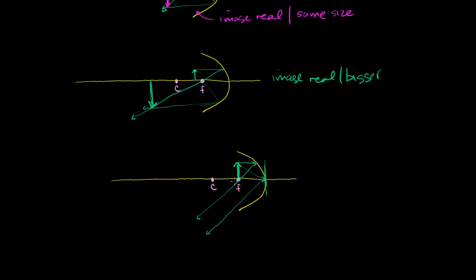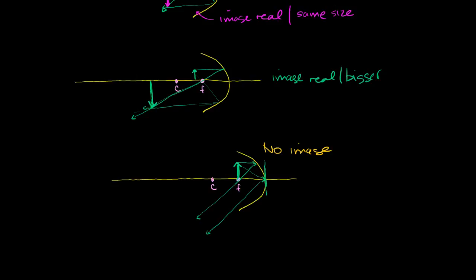So what happens when an object is at the focal point is that all of the light that's coming off of this object in any direction will all be made parallel. And so it won't converge, so it won't be able to form a real image. And it doesn't look like it's diverging from some point in the mirror, so it won't even form a virtual image. So here there will actually be no image when the object is at the focal point.